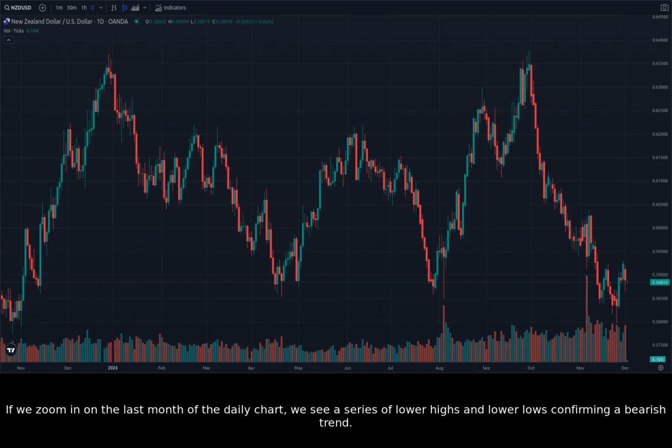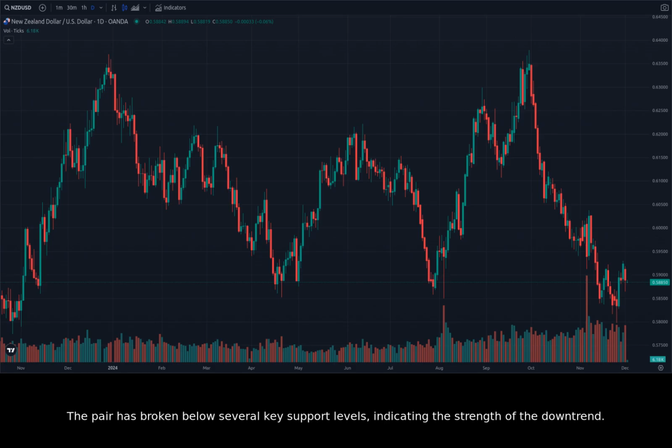If we zoom in on the last month of the daily chart, we see a series of lower highs and lower lows confirming a bearish trend. The pair has broken below several key support levels, indicating the strength of the downtrend. In terms of key price levels, we should note the recent support around 0.60 and the resistance level around 0.62.